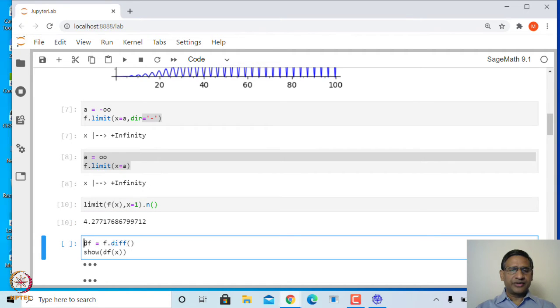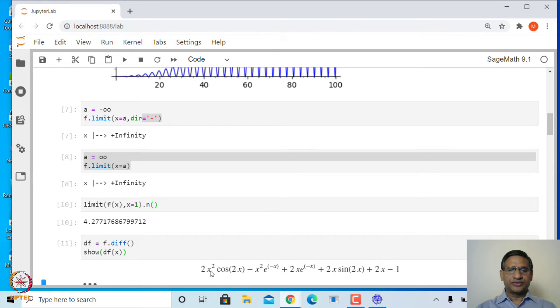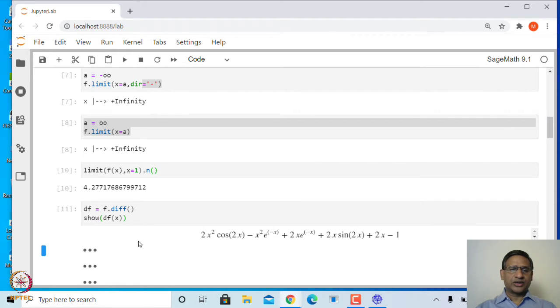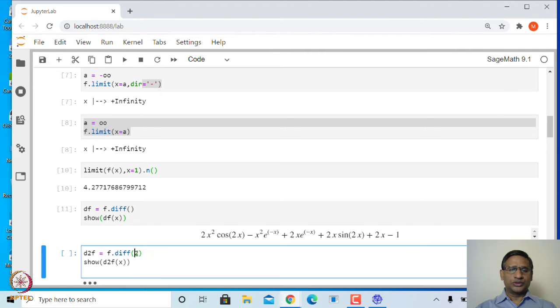Similarly, you can find the derivative of the function using f dot diff, and let us store this in df and ask it to show the derivative. So, this is the first derivative of the function. If you want to find, let us say, the second derivative, in the bracket you can mention 2. If I want the third derivative, I have to say 3 here, and so on.